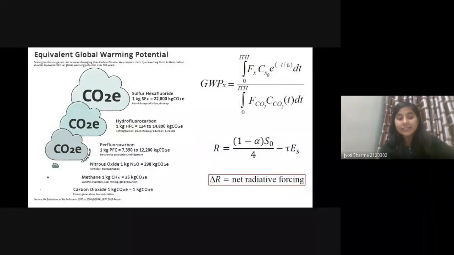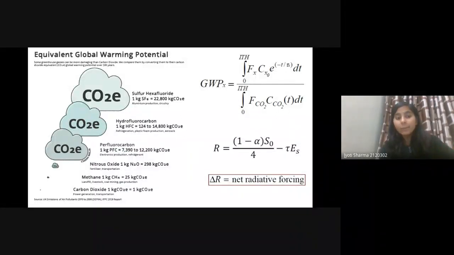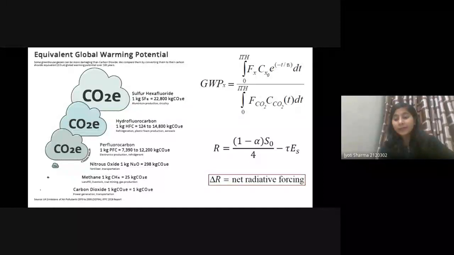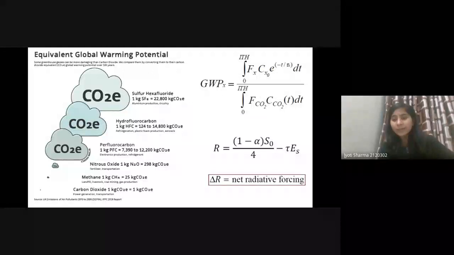we have different gases: carbon dioxide, methane, nitrous oxide, perfluorocarbon, hydrofluorocarbon, and sulfur hexafluoride. Okay, so here we can see how much equivalent each is to CO2. So carbon dioxide is equal to, if it is 1 kg of carbon dioxide, then it is equal to 1 kg carbon equivalent.